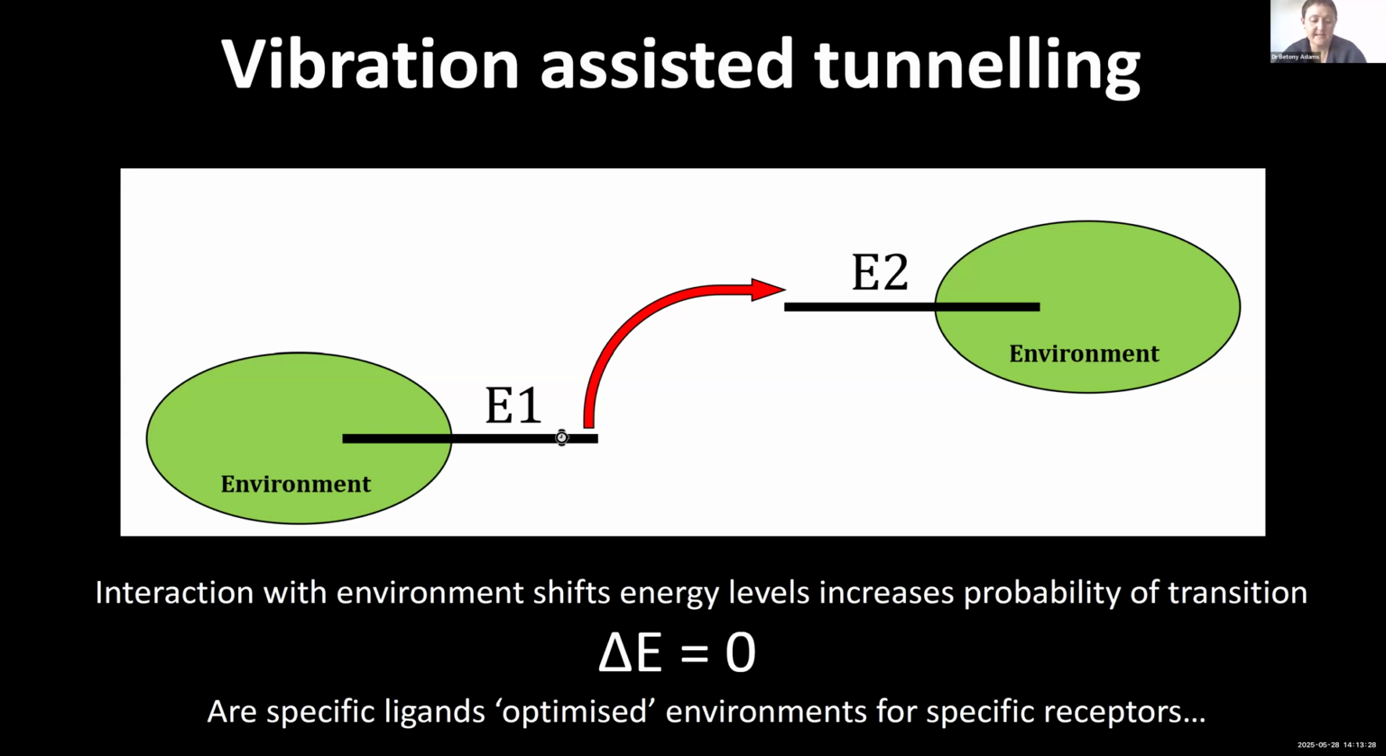For example, in certain enzymatic reactions, proton or electron transfer is too quick to be explained just by classical over-the-barrier activation, and suggests the involvement of tunneling that is facilitated by protein vibrations. And this vibration-assisted tunneling allows for highly specific and efficient biochemical reactions, and often at rates that defy classical expectations.